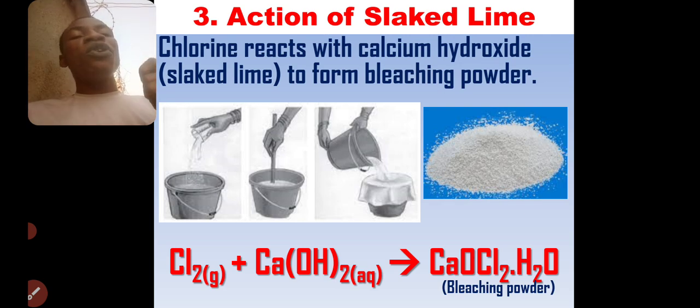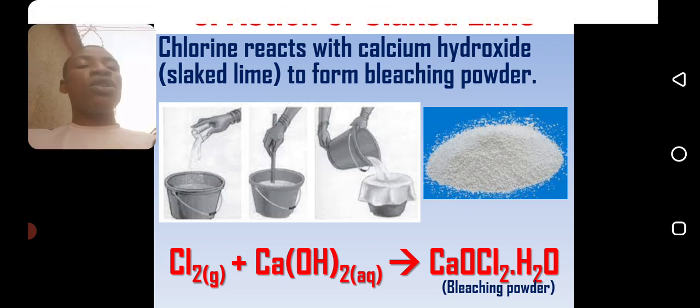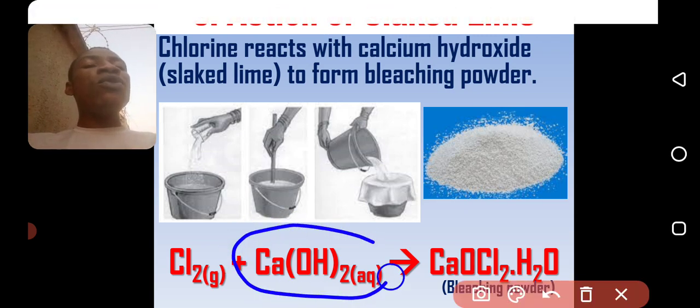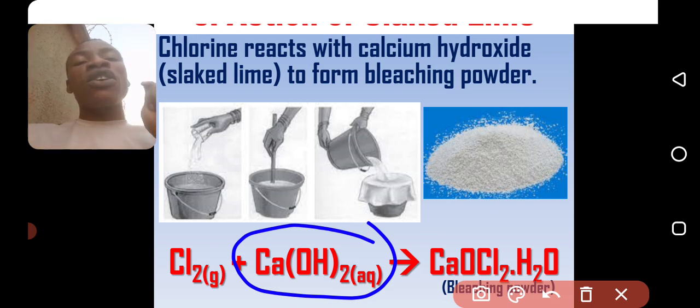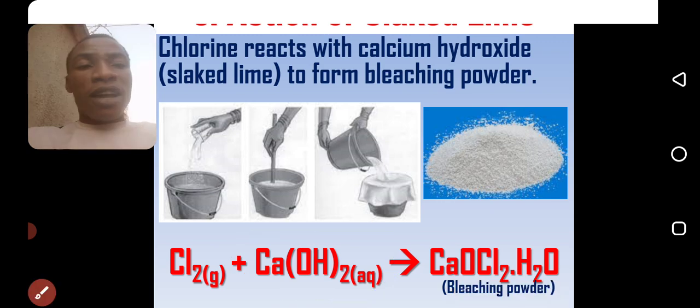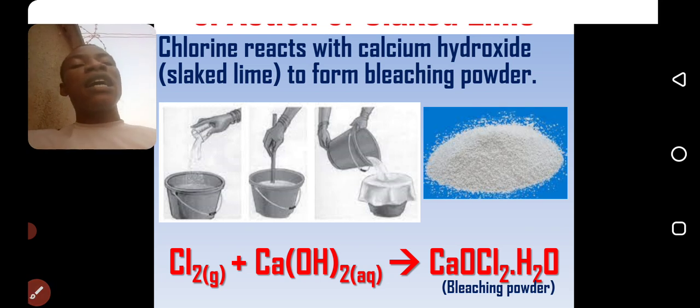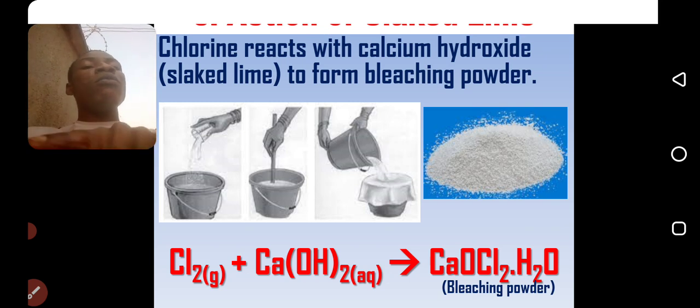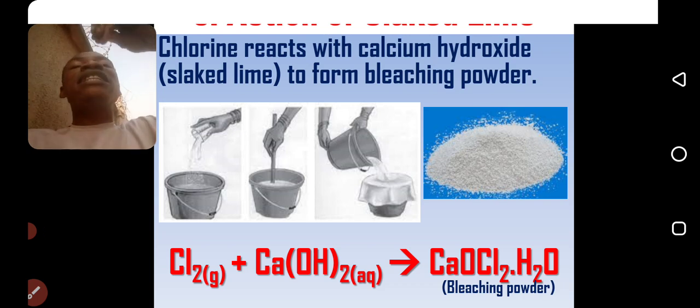Number three reaction of chlorine is its reaction with slaked lime. Slaked lime is calcium hydroxide, as you can see in the equation, Cl2 plus Ca(OH)2. When you react chlorine with calcium hydroxide, it will give you bleaching powder. That popular bleaching powder is calcium oxochlorate 1, or calcium hypochlorite. So that's what you see here. It gives you bleaching powder. When you add acid to bleaching powder, it liberates chlorine gas.